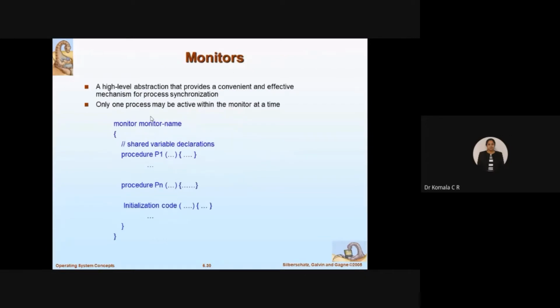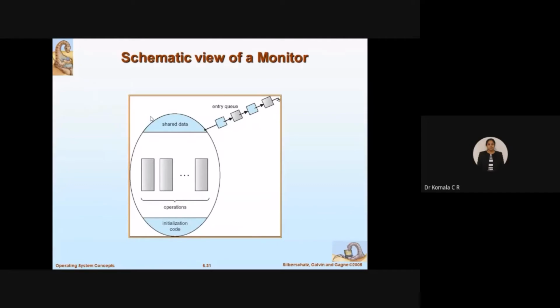So we took an example of a monitor. Monitor gives an effective and convenient mechanism of process synchronization. How will it do that? For each and every process, it will see whether the resource is available or not. So it will try to give access to each and every process one by one with their read or write operation, any requesting operation, after the initialization code. So the shared data I have, operations I have, initialization code I have.